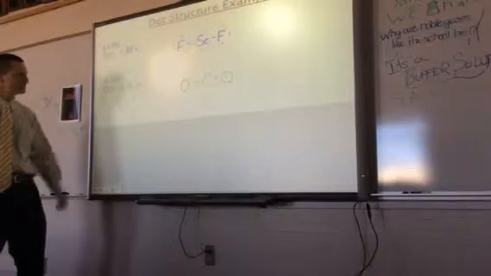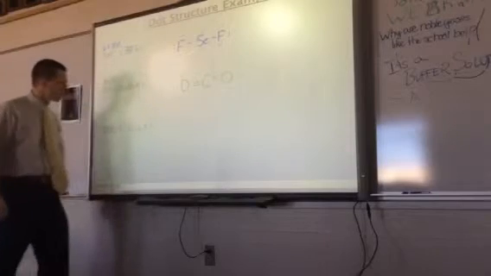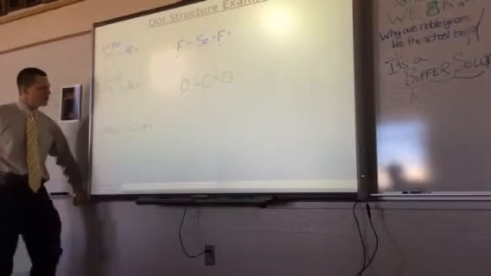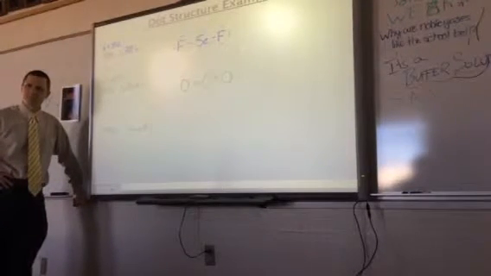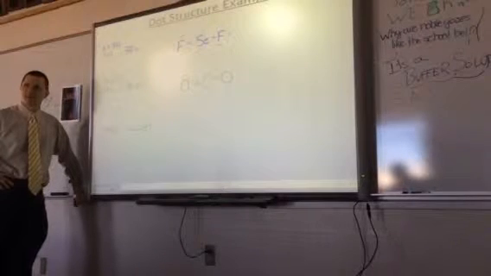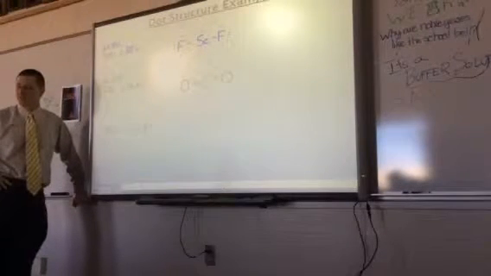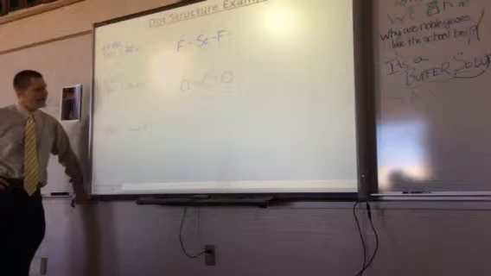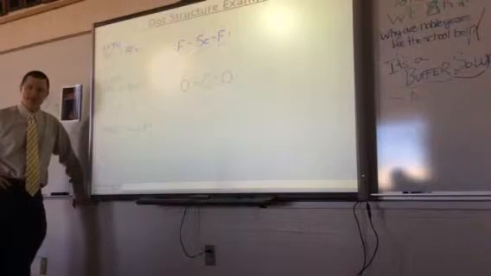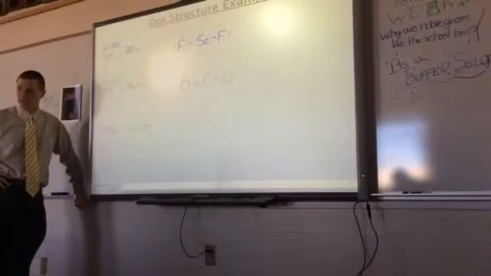Okay. Next one is going to be ClO4 with a -1. And so in this case we have a polyatomic ion, the perchlorate ion. It turns out that polyatomic ions are held together with covalent bonds.